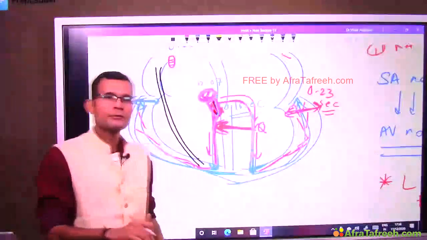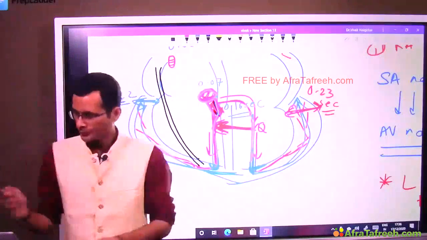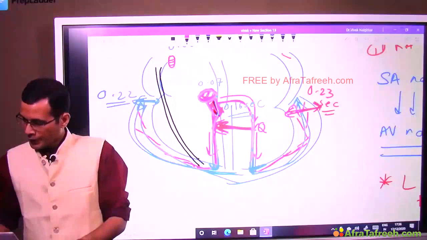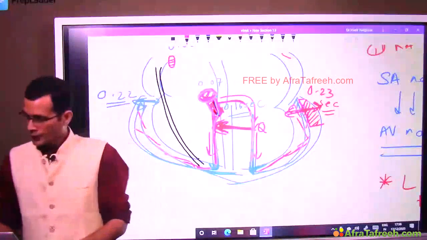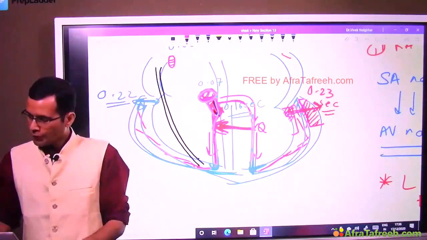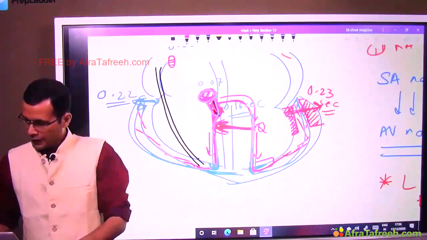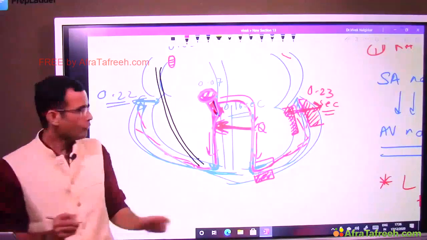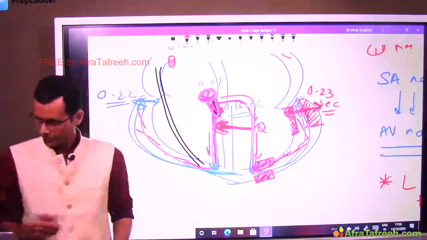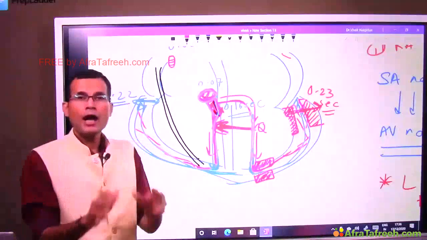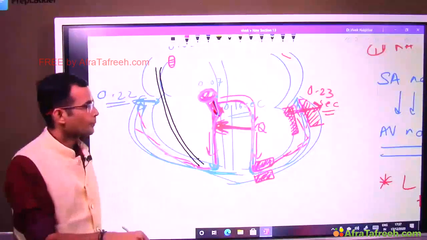Last to depolarize, and I am now narrowing down the options. The options are epicardium of the base of the left ventricle, endocardium of the base of the left ventricle, apical epicardium, meaning epicardium of the apex, or apical endocardium. Which one is last to be depolarized, since we are talking of ventricular depolarization now?